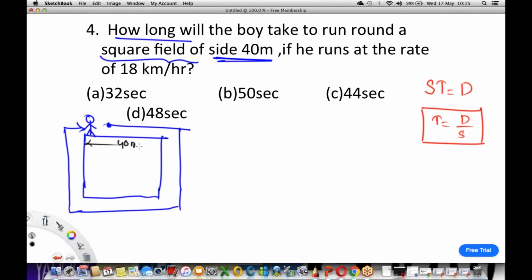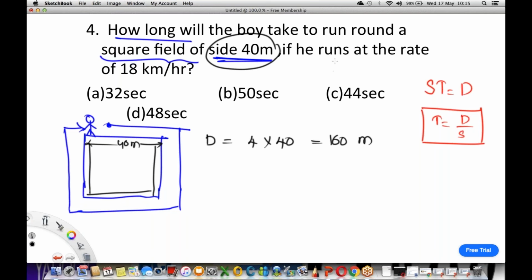That means this person should travel the entire perimeter of this square. Perimeter of this square is nothing but 40 plus 40 plus 40 plus 40. That is the distance traveled by the person. So 40 meters as a side indicates that the distance traveled will be equal to 4 times 40, that is nothing but 160 meters.